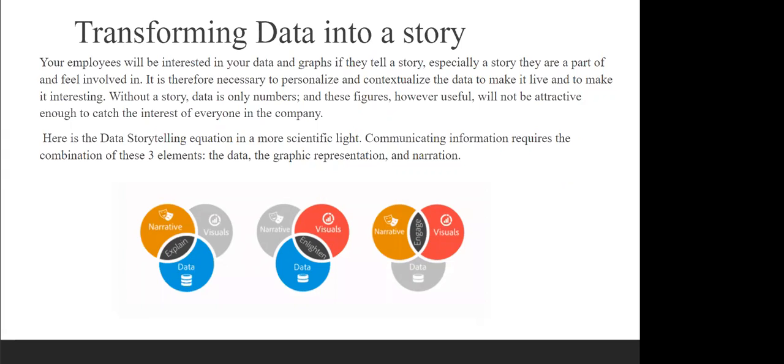So here is the data story equation in a more scientific light, right? Communicating information requires these three elements. We have the data, we have the graphic representation, and the narration, right? Just like we see on our screen. All of these key ingredients go hand in hand to deliver a more effective data communication, right? So your visualization or your storytelling should have data attached to it, most importantly. They should also have a graphic representation, as well as a narration. The narration here is the story, right? So you have this visualization, and you can tell a story alongside.